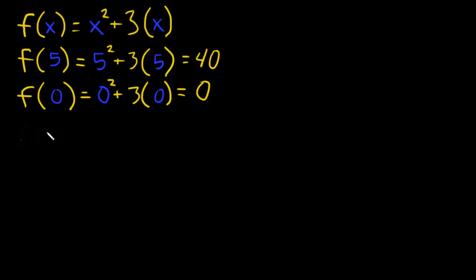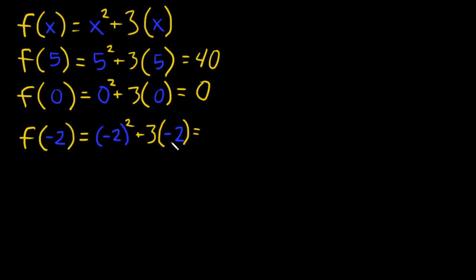We're now ready to go to the next one. So let's try f of negative 2. Well, what would that give us? Now I'm going to have to do this as a quantity because I have to include that negative sign. Negative 2 squared plus 3 times negative 2. So negative 2 squared, negative 2 times negative 2, is positive 4. And this would be negative 6. So 4 plus negative 6 is going to give me negative 2 as an answer.